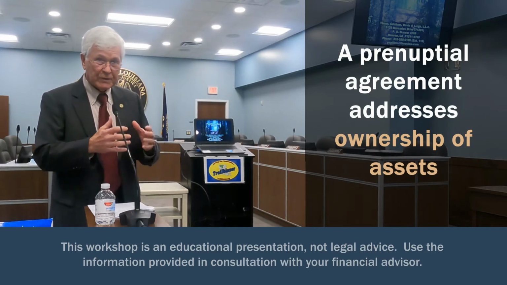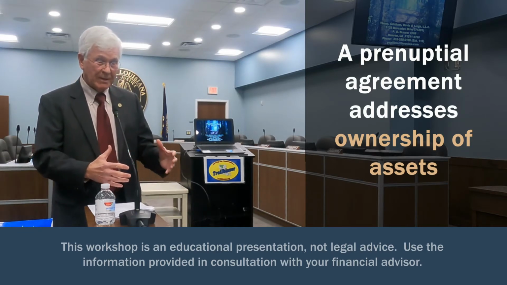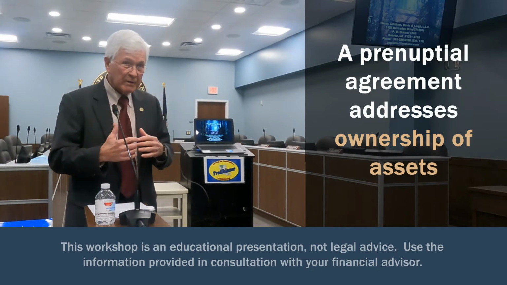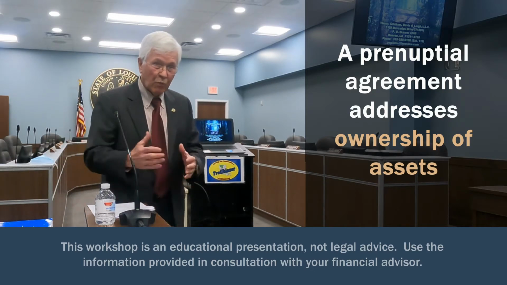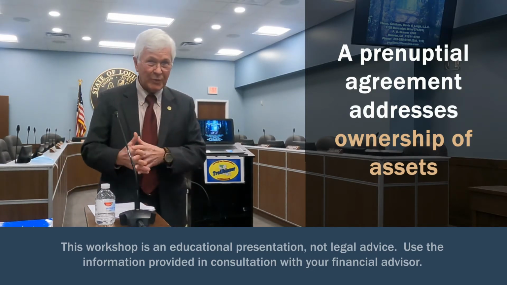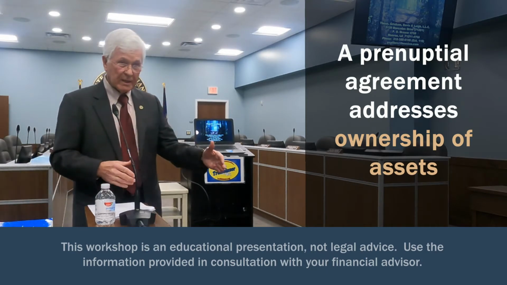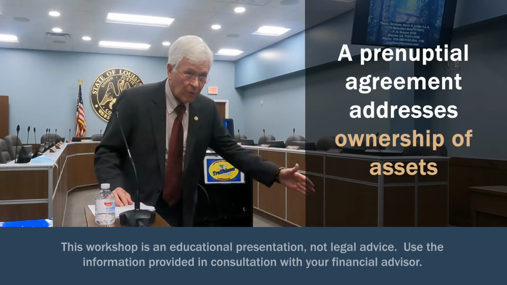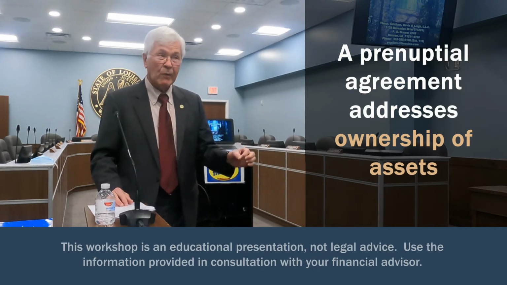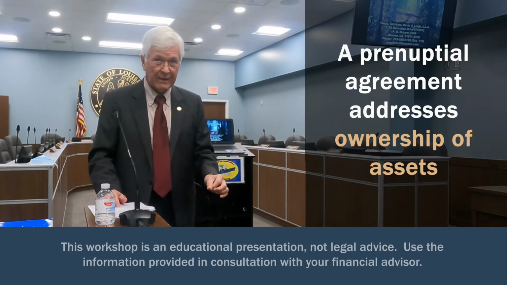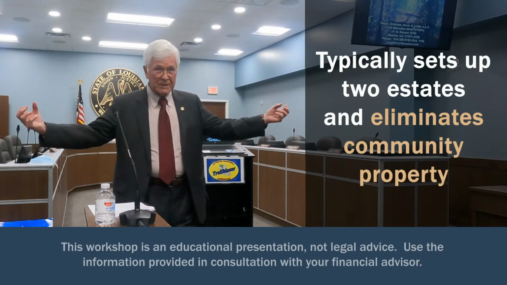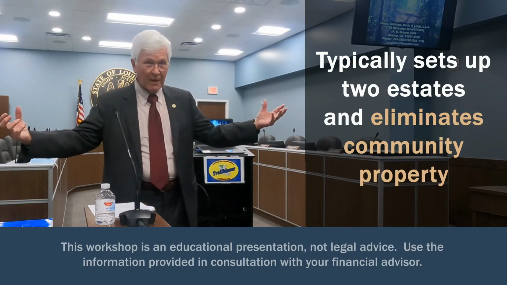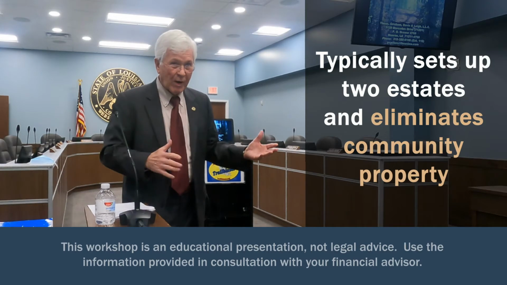Before you get married, you sign this contract that says, not just what I bring in, but what I earn is my separate property. And the same thing for the spouse, for the wife. What she brings in is her separate, and what she earns is her separate. So we're trying to create two separate estates. We're trying to do away with community property.